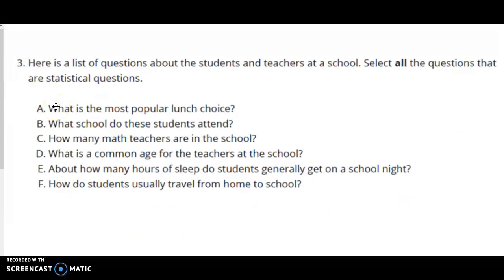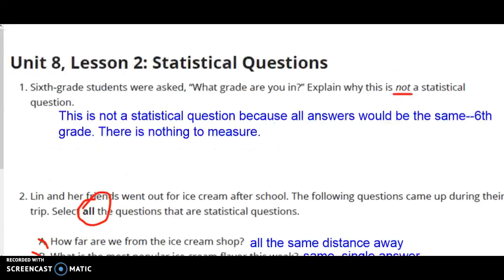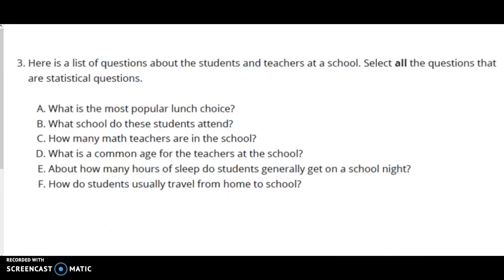Here is a list of statistical questions about the students and teachers at a school. Select all the questions that are statistical questions. So for this one, I would like you to try answering these on your own. Pause the video and then look up when you're done, and we'll circle the ones that are and the ones that are not.